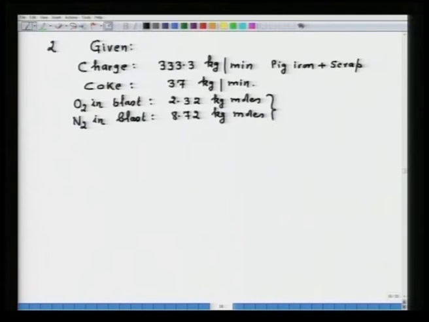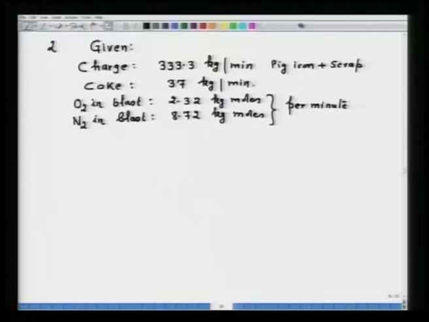Now, these both I have written on per minute basis, and also the volume flow rate which was given at 313 Kelvin I converted, and these values are at 1 atmosphere and 273 Kelvin. So, you can choose the basis the way you like, you can calculate on per hour basis or 2 hour basis, whatever you do. The only thing I wanted to tell is that you should be consistent in your calculation.